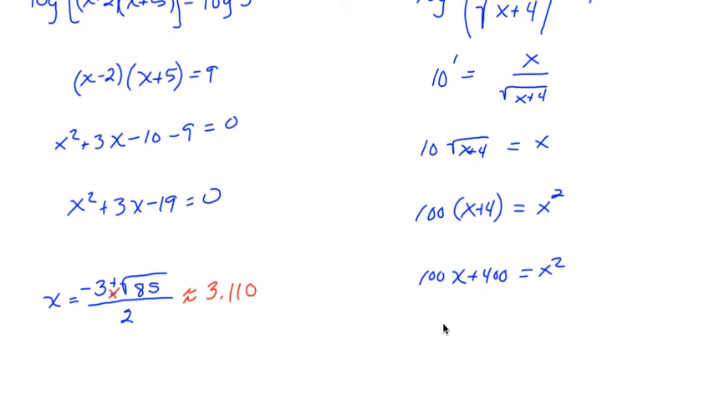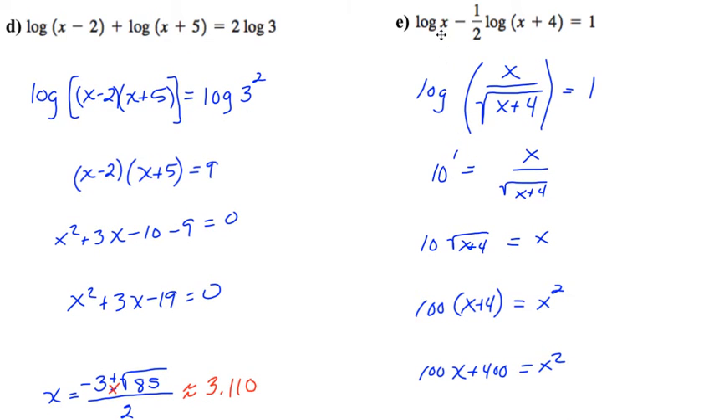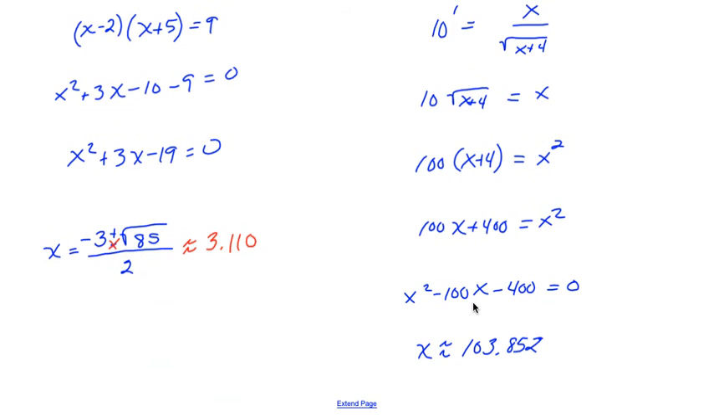And then if we get all of our terms on one side, we have a quadratic equation that again we can plug into the quadratic formula. And we end up with 103.852. Again, we're going to ignore or throw away the negative value. When you get the negative value for x, we can't have a negative log. So I threw away the negative value from the quadratic formula and only used the positive.